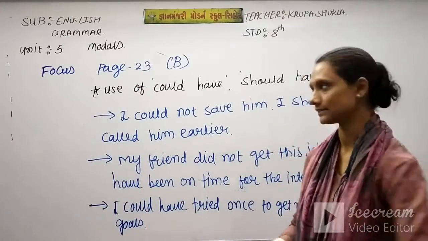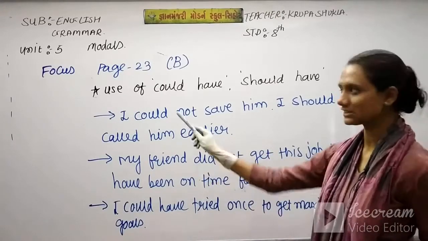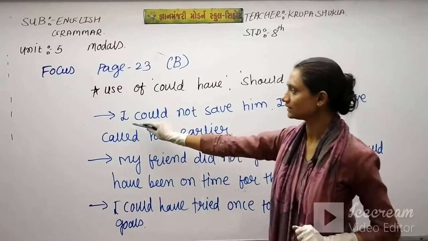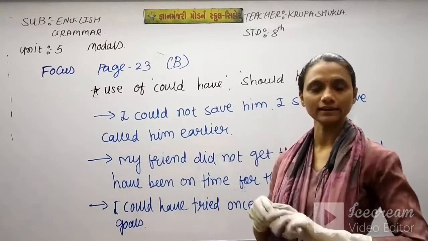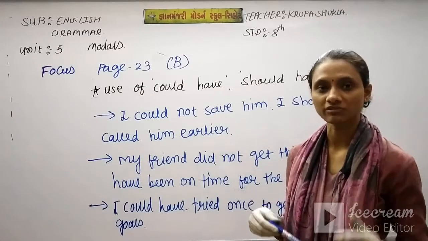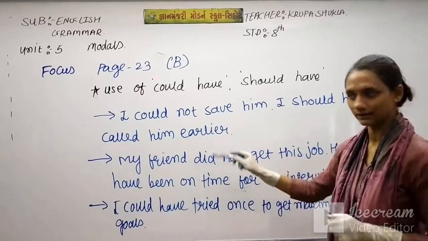Let me explain this. See, I could not save him. I should have told him earlier. Means that person was no more right now. That's why the speaker is telling that he has regret of not calling his friend on time. So he is telling that I should have called him earlier.